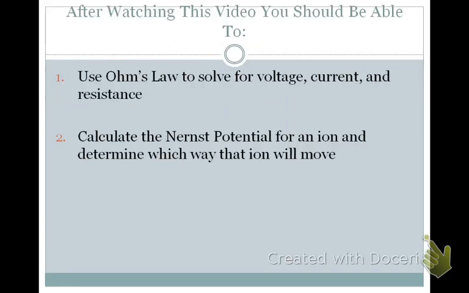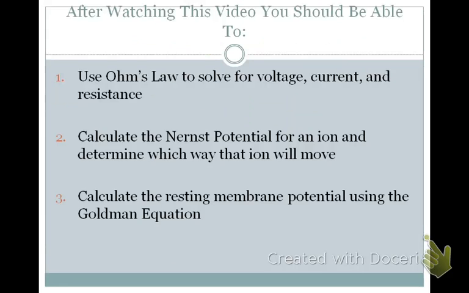Second thing that you'll be able to do is calculate the Nernst potential for an ion and determine which way that ion will move under a variety of conditions. And the third thing that you'll learn how to do is to calculate the resting membrane potential using the Goldman equation.